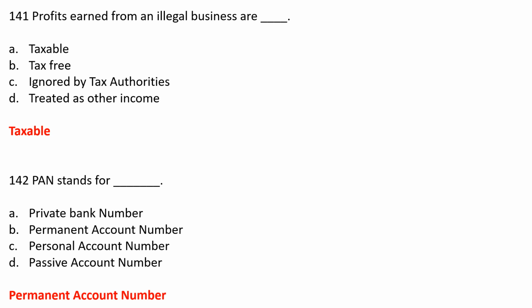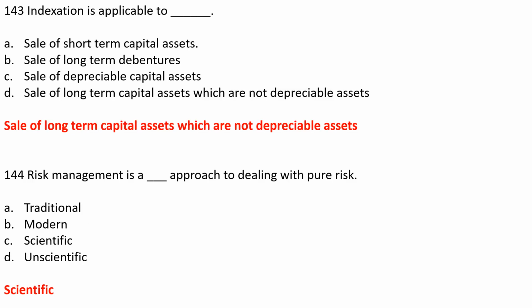PAN stands for: option A, private bank number; option B, permanent account number; option C, personal account number; option D, passive account number. So PAN stands for permanent account number. Indexation is applicable to: option A, sale of short-term capital asset; option B, sale of long-term debenture; option C, sale of depreciable capital asset; option D, sale of long-term capital asset which is not a depreciable asset. So indexation is applicable to sale of long-term capital asset which is not a depreciable asset.